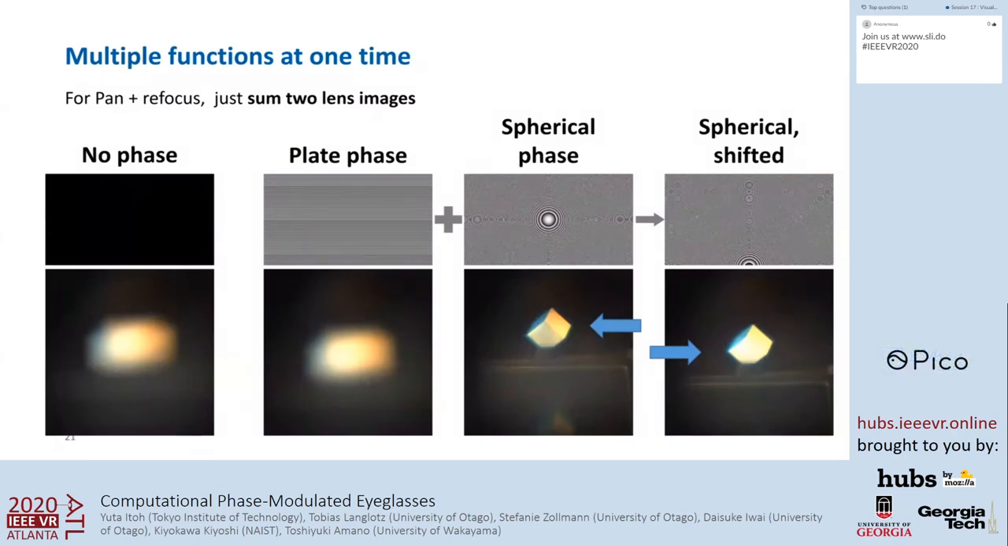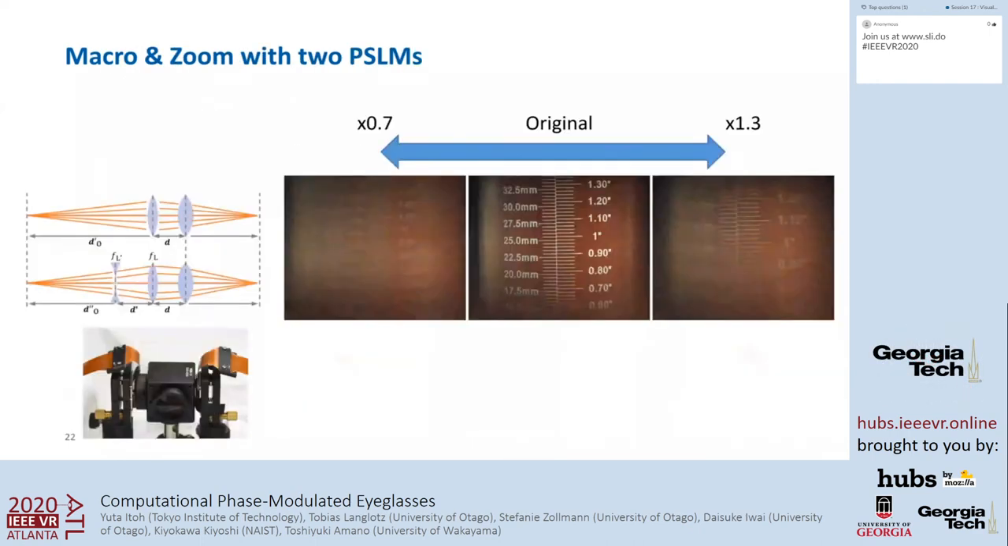And you can also combine different lenses because you just need to combine two lens images. Then you get a new lens which keeps the functionalities. So in this case, we rendered a plate phase image and a spherical phase image combined. You can then realize shifting and also refocusing. And if you combine multiple PSLMs, then you can even manipulate the field of view. So you can zoom in or zoom out images like this picture. Due to our optics limitations, the image is quite dark, but at least we could show the system works as a zooming lens.